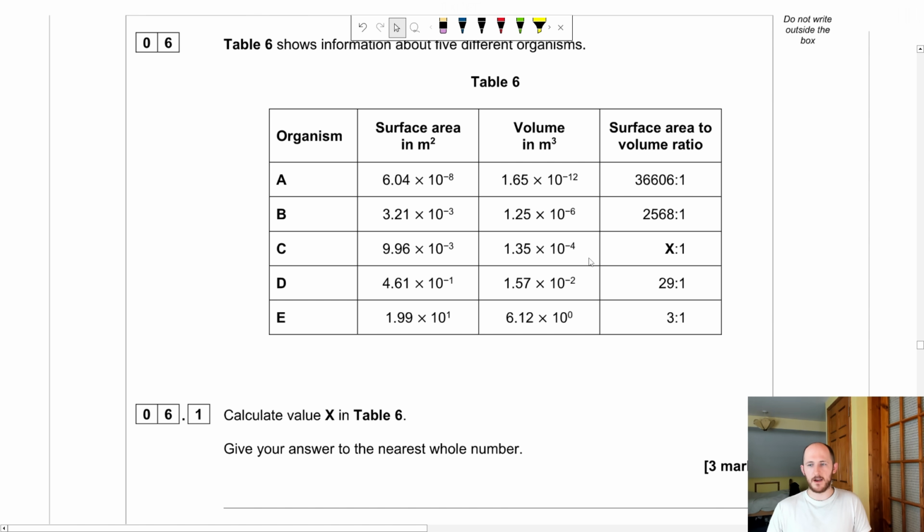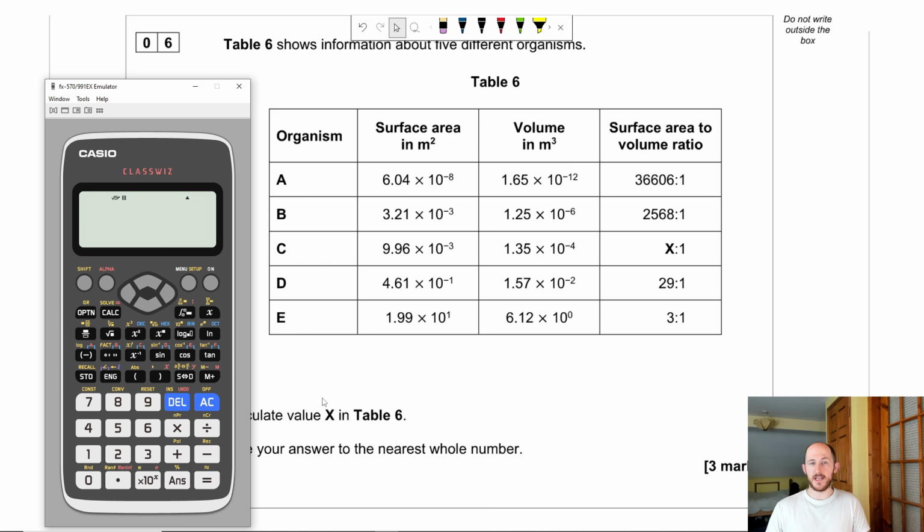Now what I really like about this is if you're unsure of what to divide what by, you can cheat. Let's say, for example, this bottom one, if I thought we had to do surface area to volume, so I thought, okay, let's do surface area divided by volume, I can check if that's the right answer. So 6.12 times 10 times 0, and I get approximately 3. So I know I'm meant to divide surface area by volume. If I did this the wrong way round, I would get 0.3, which I can see is not right. So if you're unsure in questions like this and they've given you a table, use some problem solving.